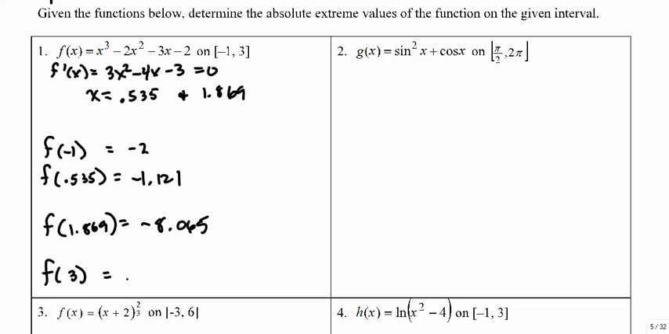And then now I type in f of 3 and I get -2. Now I start comparing. Which one is the absolute maximum? And so my absolute maximum, we'll call it abs max, that's going to be at y equals -1.121. And my absolute minimum is going to be at y equals -8.065.